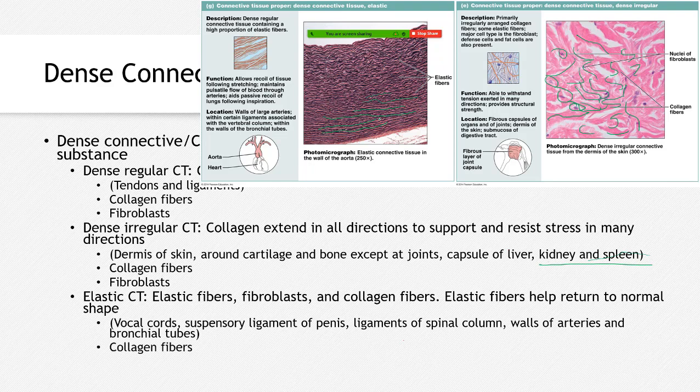We do find collagen fibers in here, but once again, because of how many elastic fibers there are, we're not going to be able to label them. We're just going to label these dark staining structures here as the elastic fibers. There are fibroblasts, but because of these dark staining elastic fibers, it's going to be hard to distinguish the actual nuclei of the fibroblasts themselves.